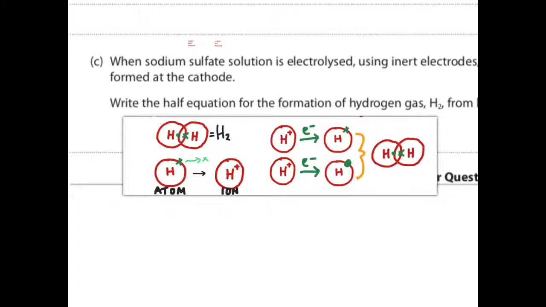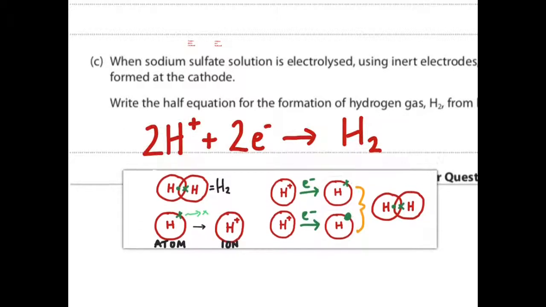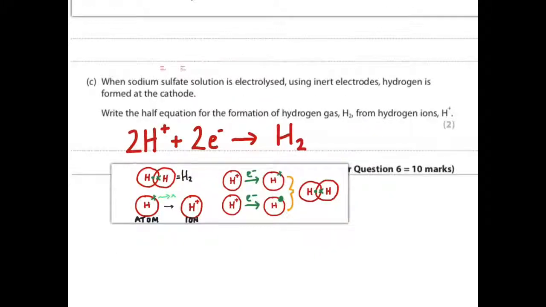But how do we write that? Well, we're saying 2H+, so we're starting off with 2 hydrogen ions, plus 2 electrons, because they gain 2 electrons, form H2. That's it. Make sure you understand that you must have charges where you're showing the ions, but the atoms or the molecules won't have charges because the electrons have combined to neutralize or discharge the ions.